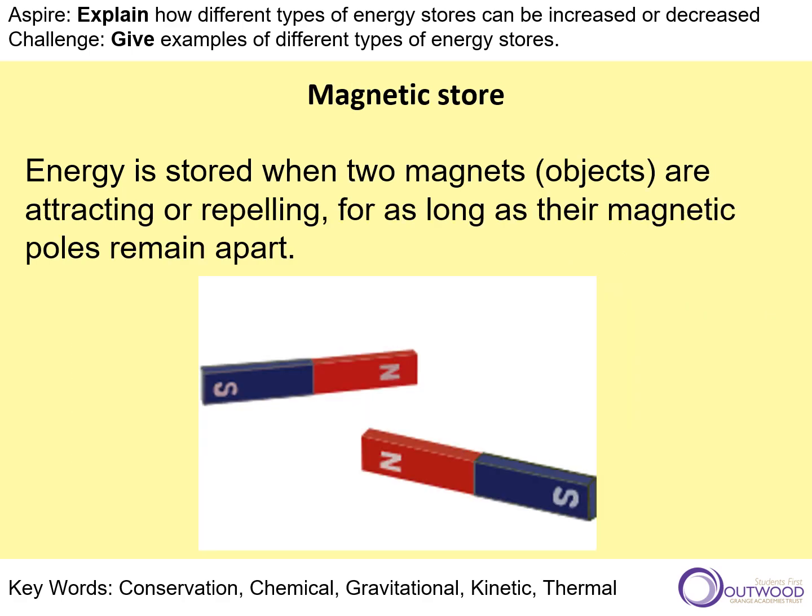Our fifth store is the magnetic store. This one is probably one of the most simple ones, and it's just energy stored when two magnets are attracting or repelling, for as long as their magnetic poles remain apart. When you have two magnets next to each other but they're not touching each other, they exert a force. It might be a pull or a push. I would tend to use the words an attracting force or a repelling force rather than push and pull, but that's probably a term that you have used, particularly in Key Stage 1 and Key Stage 2.